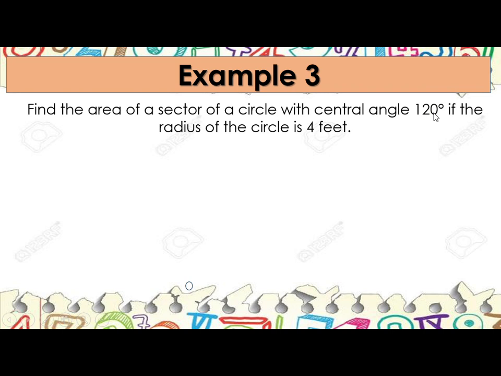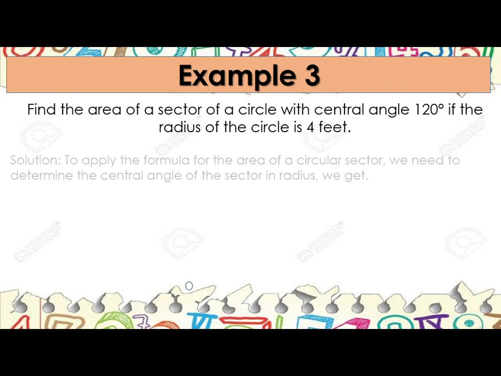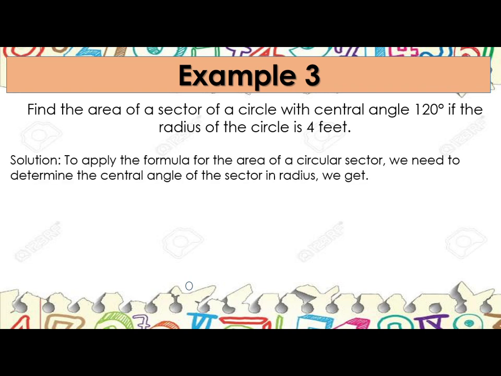Therefore, we have to convert that one into radian form. And we have here also the radius of the circle, which is 4 feet. So what will be the area of a sector? Let's just use the formula itself. To apply the formula for the area of a circular sector, we need to determine the central angle of the sector in radians. So we got here 120 degrees. Again, you just need to multiply by pi over 180 degrees if you are converting degrees into radians.